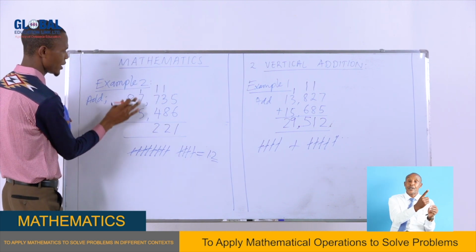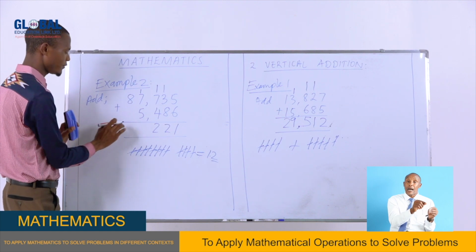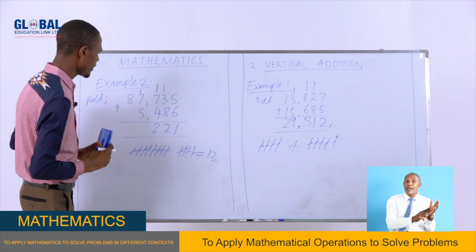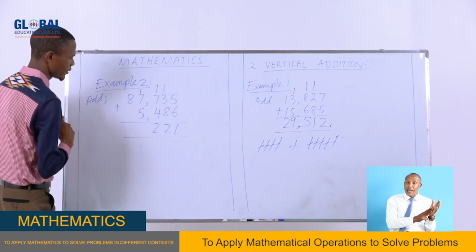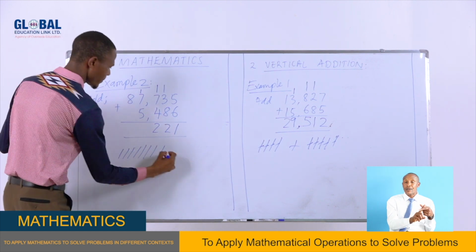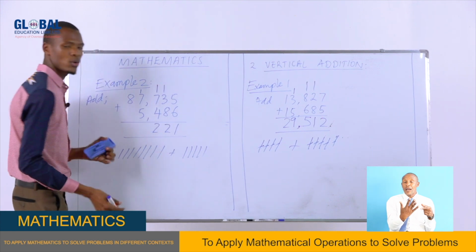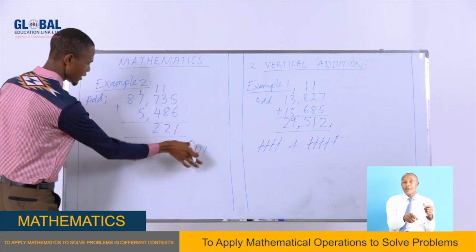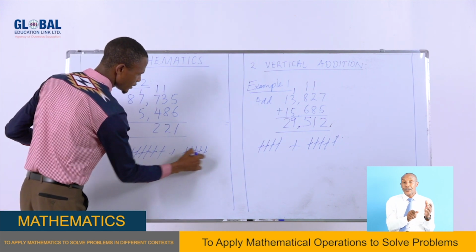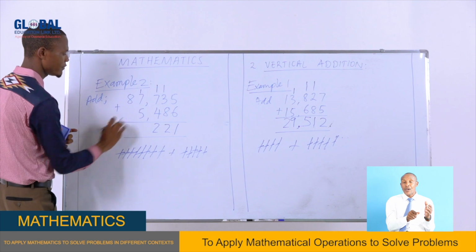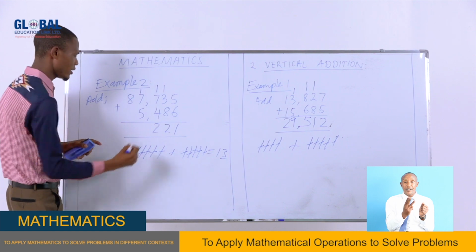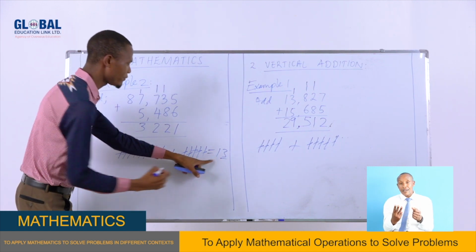So, in thousands, we have 1 plus 7 plus 5. 1 plus 7 equals to, yes, it is 8. Then count 8 tallies. 1, 2, 3, 4, 5, 6, 7, 8. And then add 5 more tallies. 1, 2, 3, 4, 5. What is the sum? Count together. All of these tallies. 1, 2, 3, 4, 5, 6, 7, 8, 9, 10, 11, 12, 13. Therefore, the sum of 8 plus 5, it is 13. We need to write 3. Write 3 there, and then carry 1 forward.